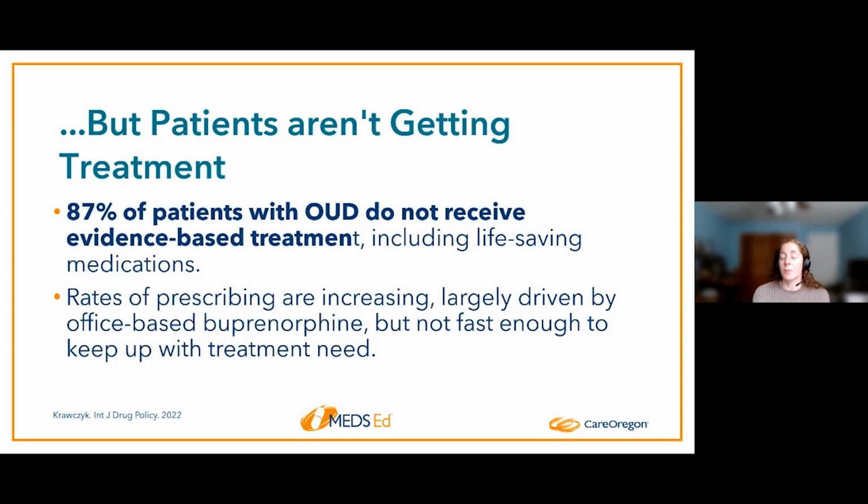We're starting to see a little bit of a turning of the tide. Rates of prescribing are increasing, and this is largely driven by office-based buprenorphine, but it really hasn't been fast enough to keep up with the need. And looking at the data, actually, Oregon has been doing a pretty good job. Rates of MOUD have increased 140% from 2010 to 2019, specifically in Oregon. So our office-based buprenorphine prescribers are really picking this up, but we need more.